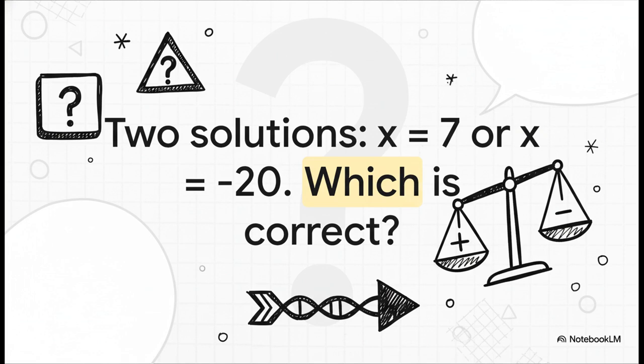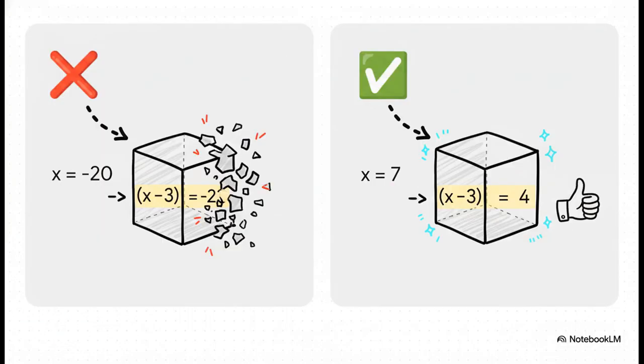But like I said, this is a geometry problem. Does it make sense to have two answers? This is where we have to use some common sense. We have to check our answers against physical reality. Let's just look back at cuboid B. One of its sides has a length of x minus 3. Now, if we try plugging in x equals negative 20, well, that would give us a length of minus 23 centimeters. And that's impossible, right?